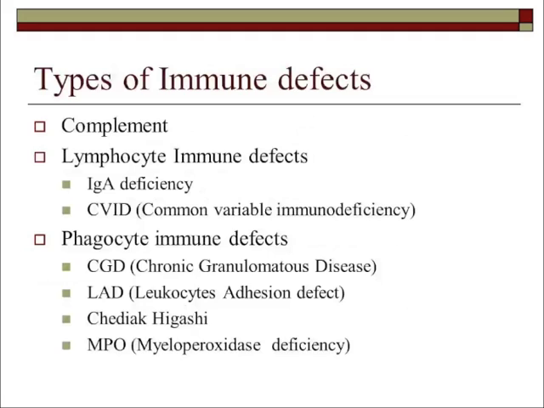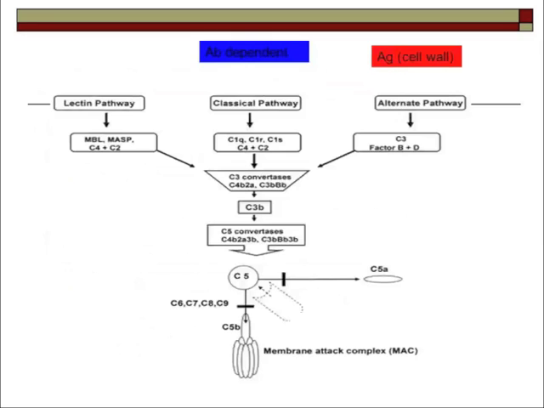So what are the types of immune defects? We're going to go one by one down this list and give examples and cases, and hopefully help you remember and make it stick. So we'll start with complement. And we're going to discuss in detail the entire complement cascade.